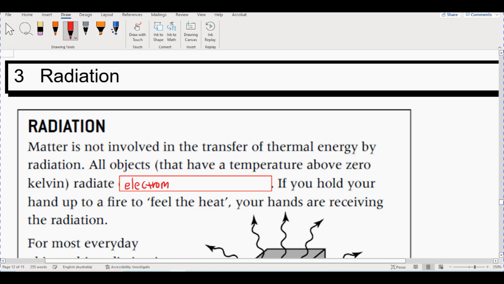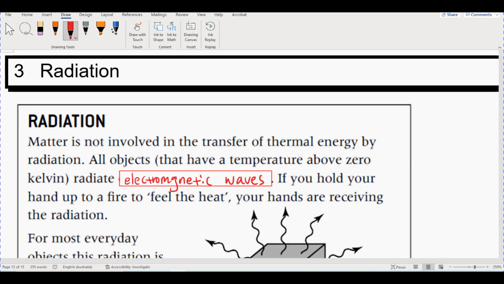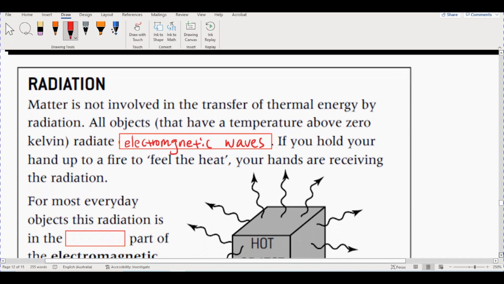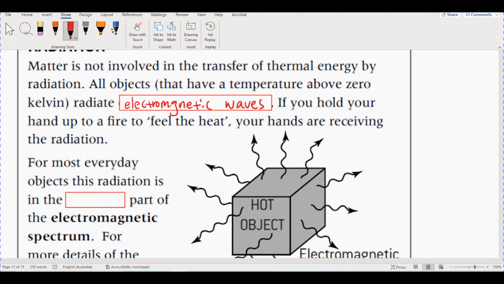This is what we call electromagnetic waves. And one piece of evidence, apart from getting the energy from the sun, is when you hold your hand up to a fire, you will feel the heat and your hands are actually receiving radiation because you are not actually touching the heat source. Okay, right? So that's what we call electromagnetic radiation.